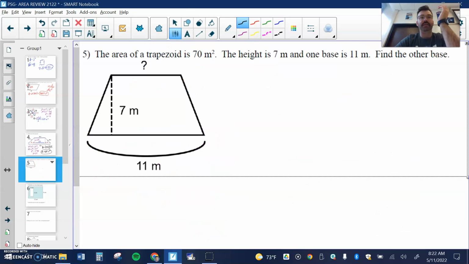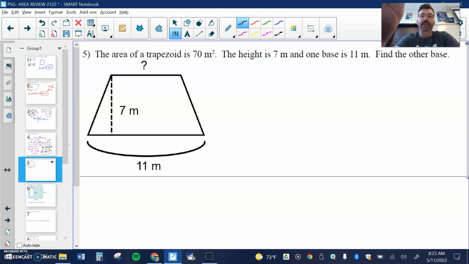Let's do number 5. All right, another trapezoid problem. So this one, we don't have one of the bases, so we have to work backwards. In the last problem, we had everything we needed. This one, we do not. So, work with what you know.